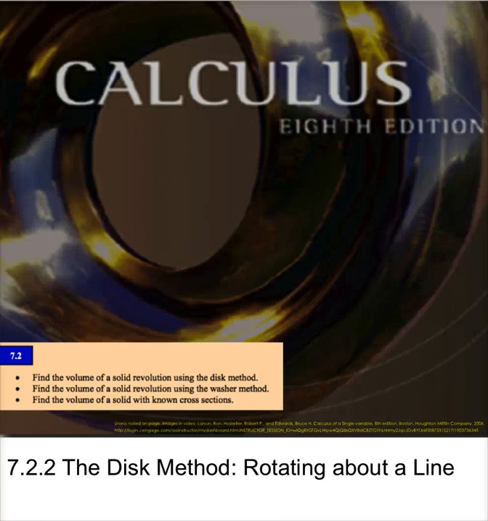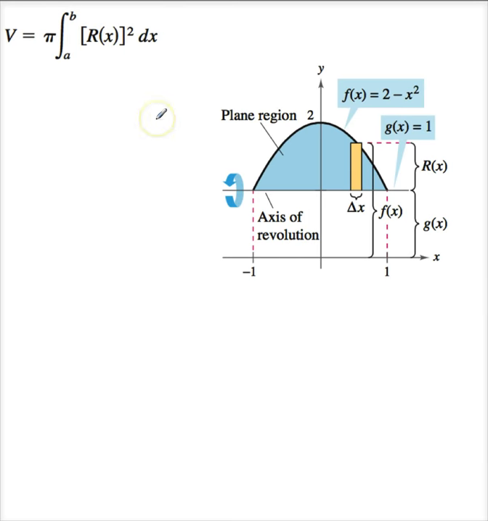Now, sometimes we want to use the disk method to rotate about a line that is not one of the coordinate axes. Now, in that case, we're still going to use the equation V is pi times the integral from a to b of r of x squared dx. The trick here is we need to find out what r of x is.